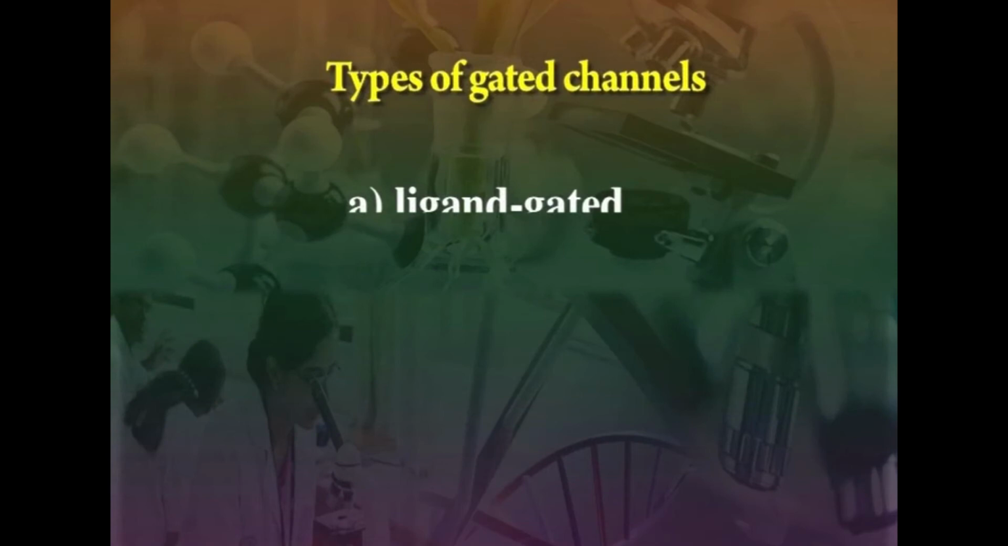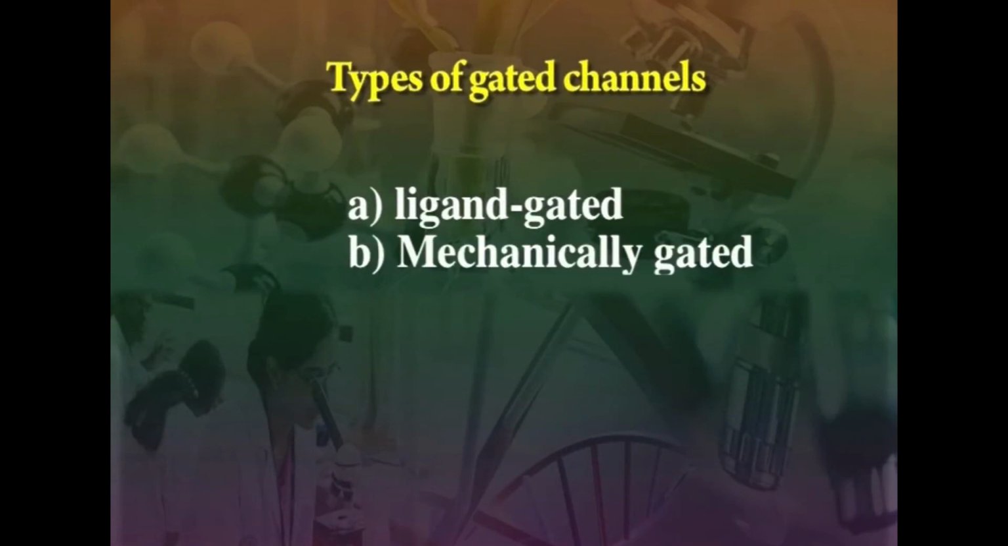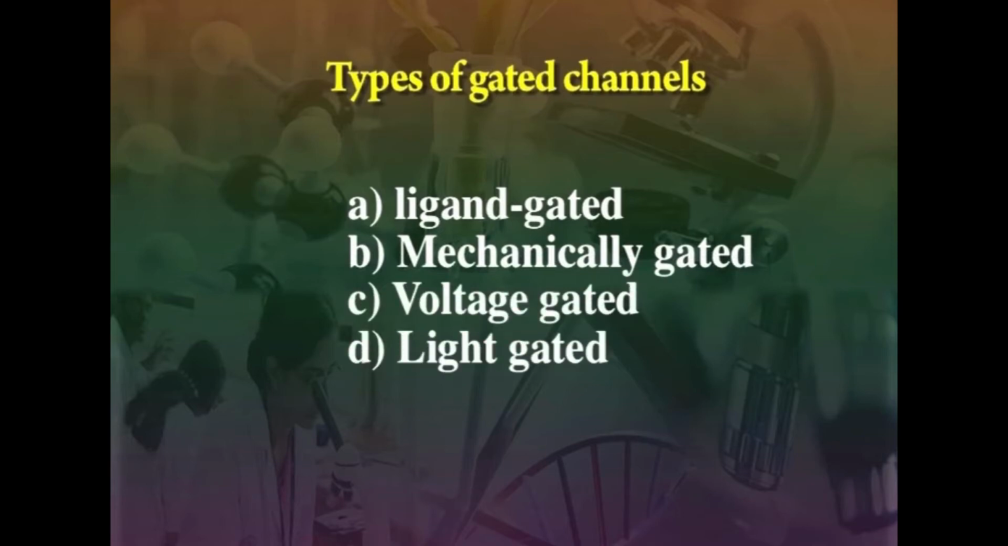One is a ligand gated channel, second one is a mechanically gated channel, third one is a voltage gated channel, fourth one is a light gated channel. Now, let us discuss these channels individually. First, we will talk about the ligand gated ion channels.